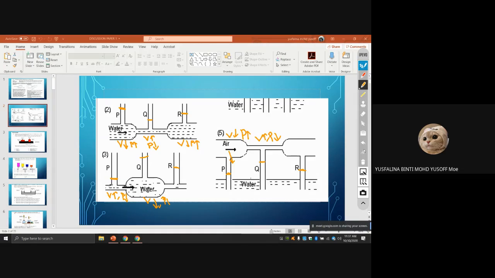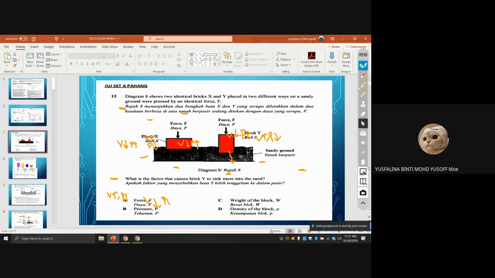Let's go to the next question. Diagram 8 shows two identical bricks X and Y placed in two different ways on sandy ground, pressed by an identical force F. What is the factor that causes brick Y to sink more into the sand? The answer should be pressure, B. So number 12 is B. Next one.